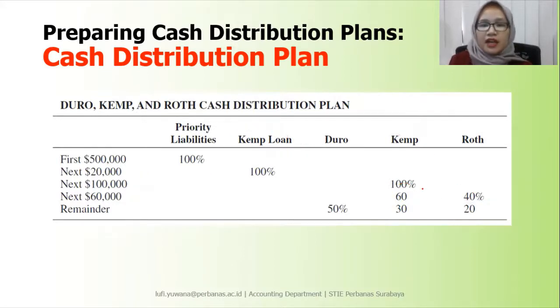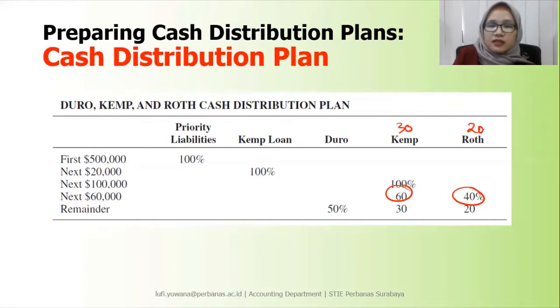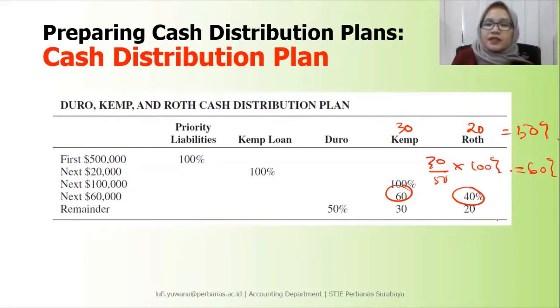So here we have to calculate the new percentage as follows. Here the total of 30% and 20% would result in 50%. And after that, we can make the denominator and numerator just like before. So for the percentage of Cam, it would be 30 divided by 50 times 100%. So the result would be 60%. Meanwhile, for this one, we can do the same.